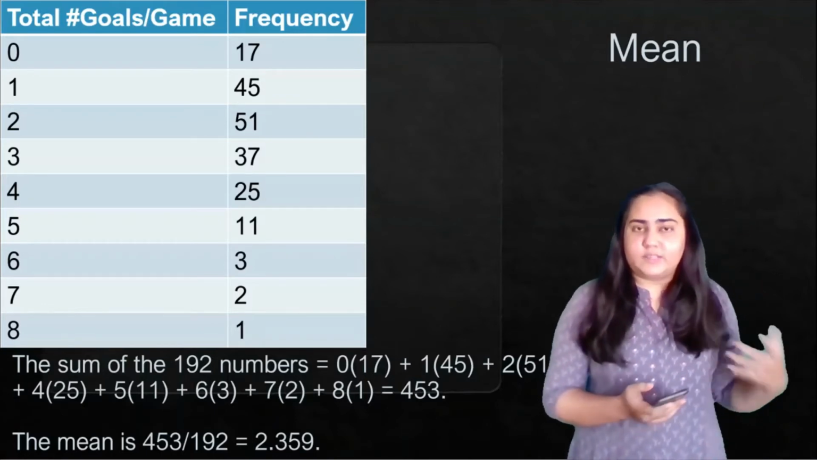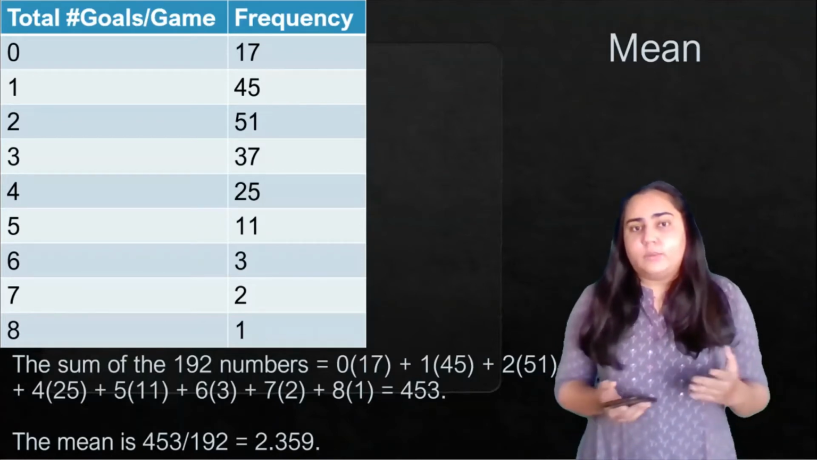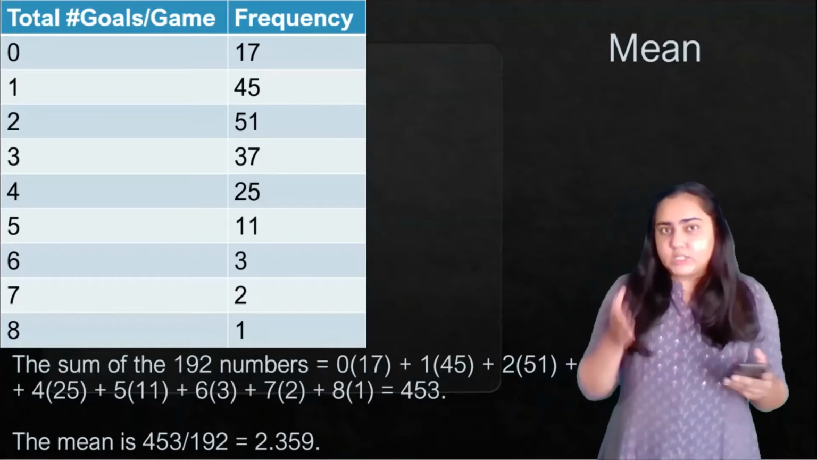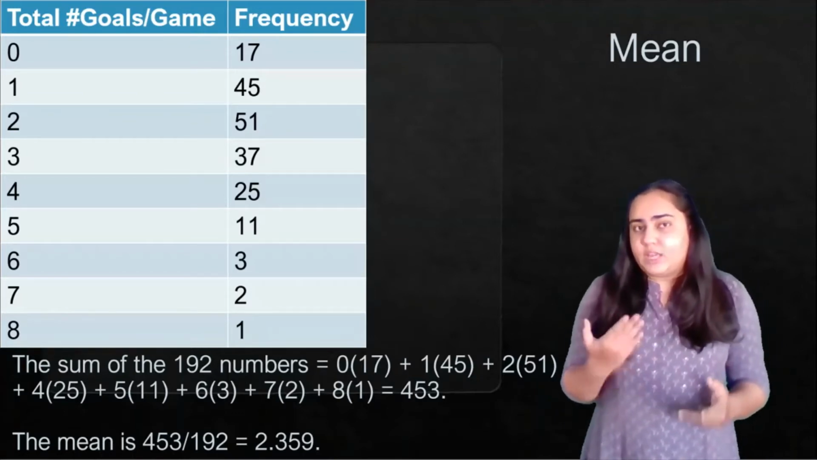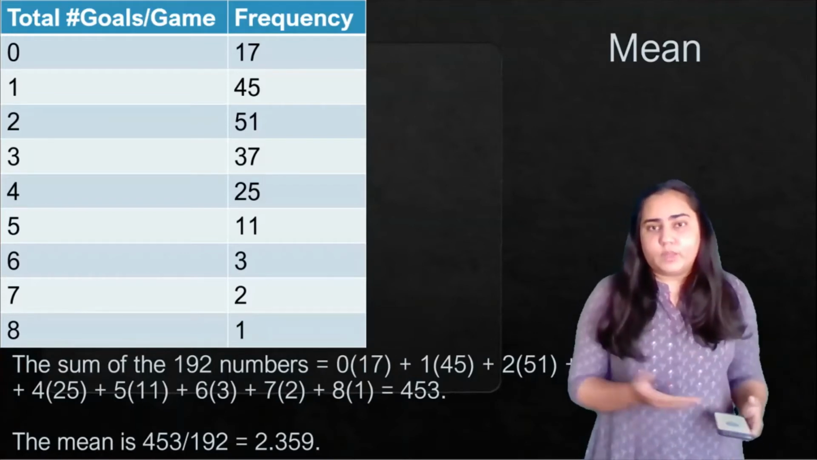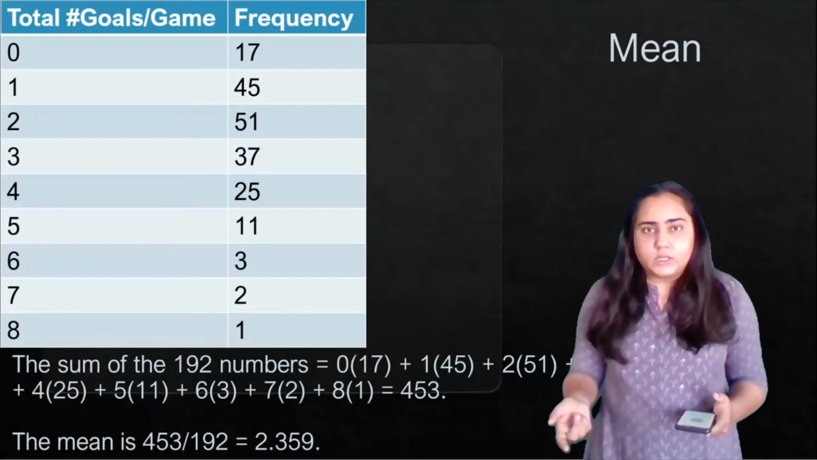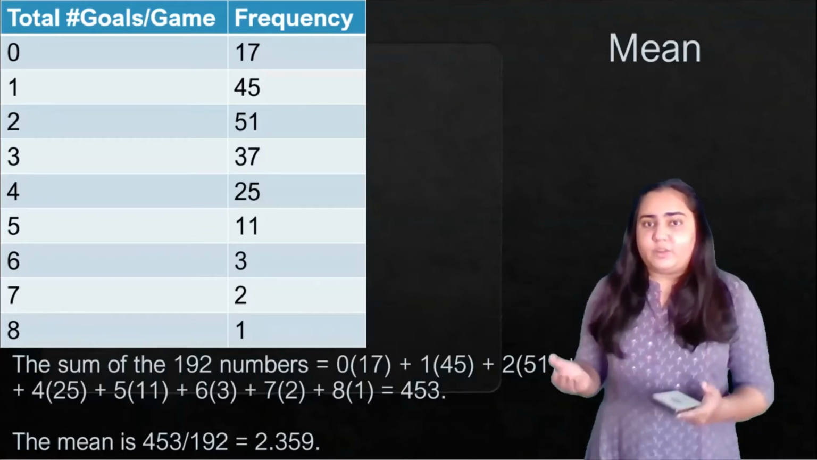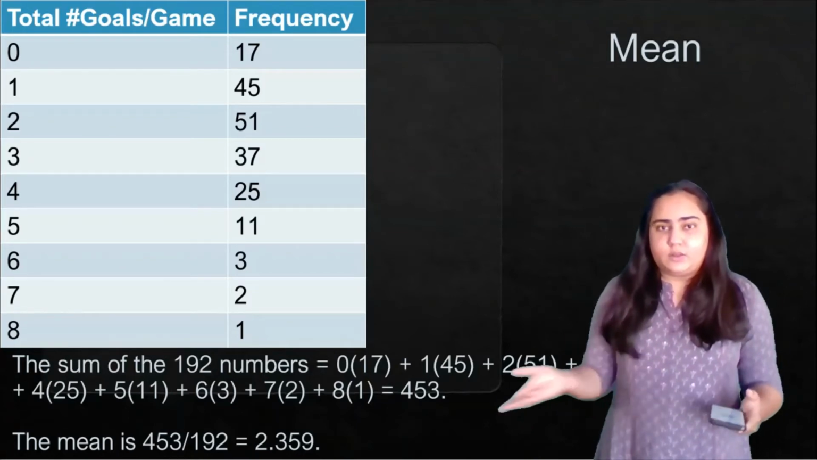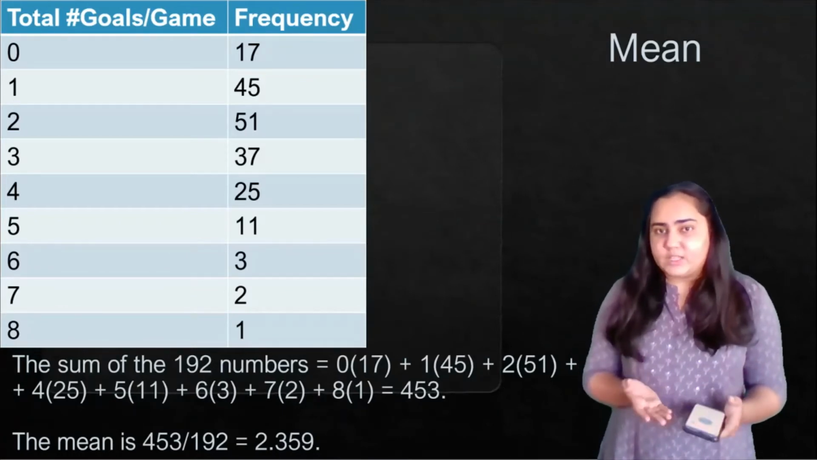So a weighted average means there is some weight associated with each frequency. In the previous example, there was no weight associated. It was just a bunch of ages. But now there's a weight. The weight is that 17 times games were played and the total number of goals in those games was 0. So that's why I need to write down 0 multiplied by 17, and then 1 multiplied by 45, and then 2 multiplied by 51, and so on.